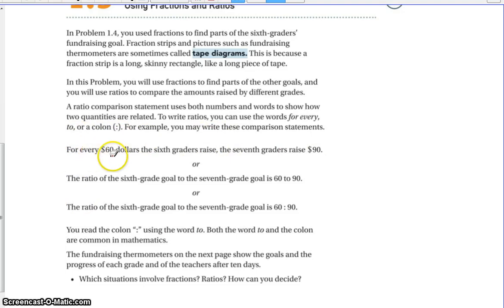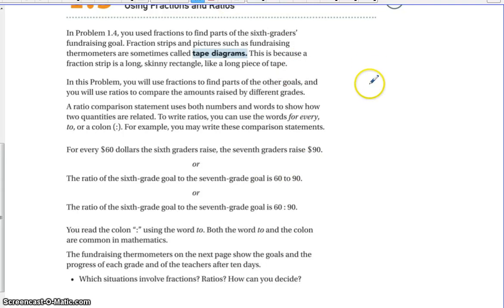That for every $60 the sixth graders plan to raise, the seventh graders will raise 90. We can also rewrite it as the ratio of sixth grade goal to seventh grade goal is 60 to 90. And we can also rewrite that as the ratio of the sixth grade goal to seventh grade goal is 60 colon 90. And that colon means to, and we use that word to and that colon a lot in math. So we really need to have that down, that those two things are equivalent.